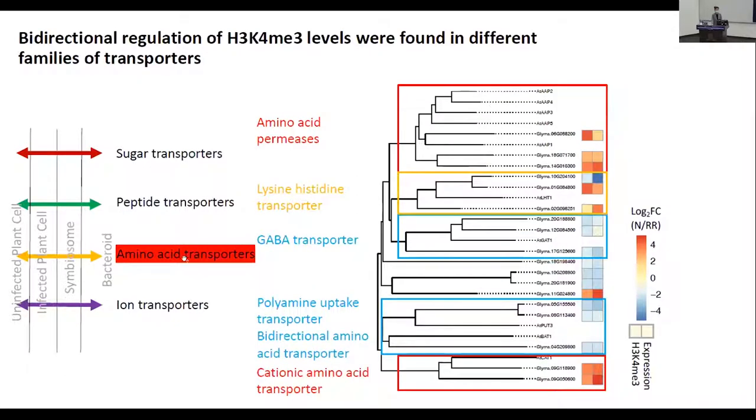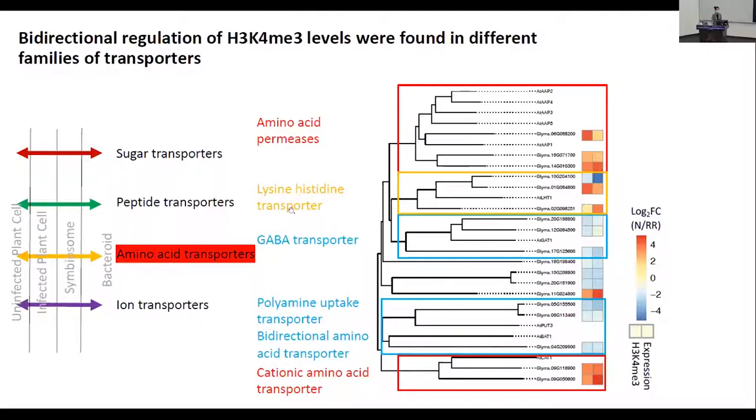Besides this, as for amino acid transporters, a phylogenetic tree along with the key Arabidopsis amino acid transporters was constructed here. The upregulation of the amino acid permeases and the cationic amino acid transporters could be found here. Besides this, the downregulation of the GABA and polyamine uptake transporters and the bidirectional amino acid transporters could be found.